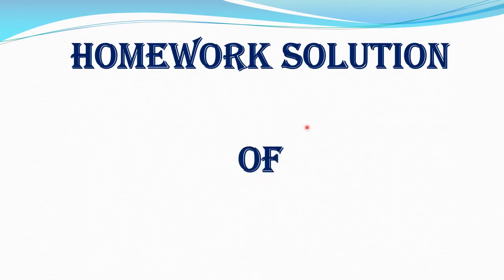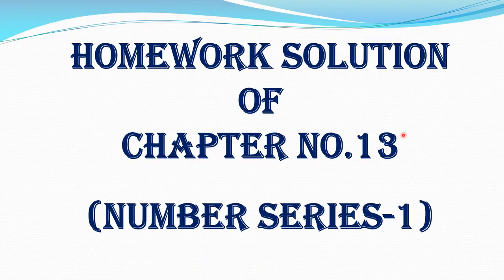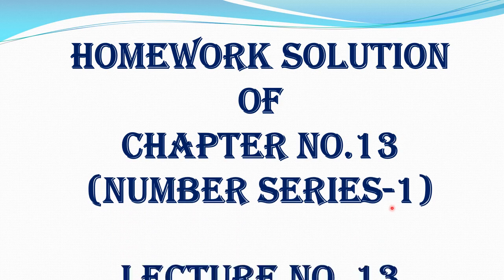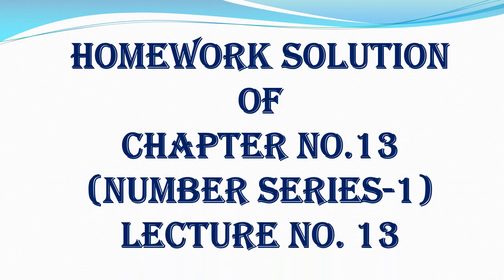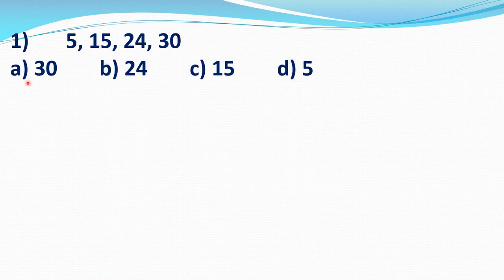Now the homework solution of chapter number 13, number series 1, lecture number 13. Now beta, I had given you homework, and in that we have to find out the odd one out. So in question number 1, it is given 5, 15, 24 and 30. And our options are A 30, B 24, C 15, D 5.